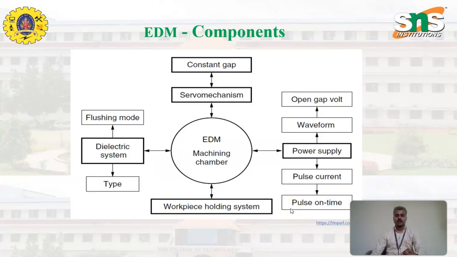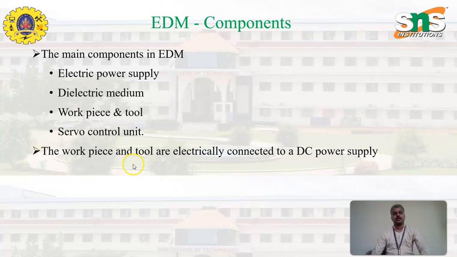The EDM components: the EDM machining chamber is the center, where a constant gap and servo mechanism are used, where the waveform, power supply, pulse, current, pulse on time, flushing mode, and dielectric system type are all used. These are some of the components that are used in the EDM.